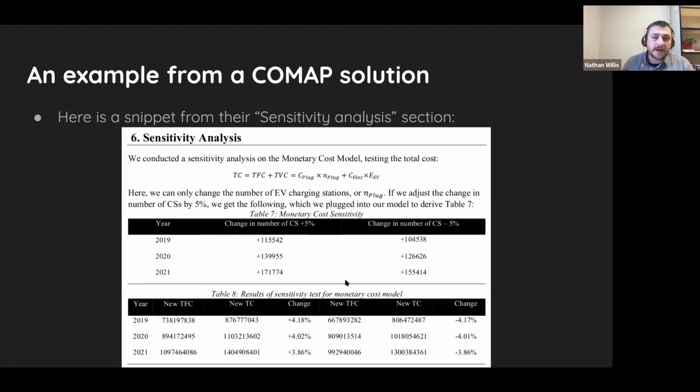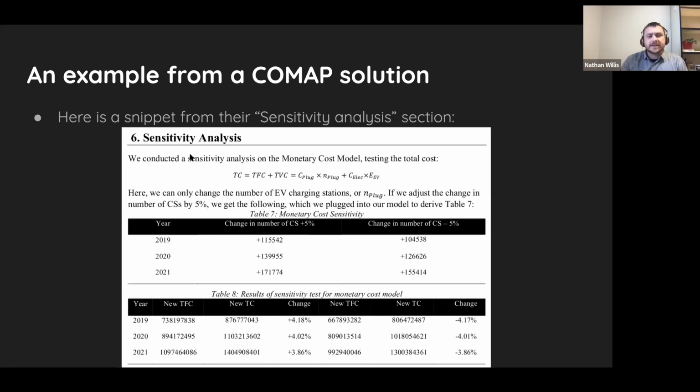We can't look at their entire solution right now. So there are a few things to notice here. But they say that if they change their charging stations by 5%, something goes up by 115,000 in 2019, and something goes up by 139,000. I don't know if they mean total fixed costs or total costs here. But again, these are just snippets taken out of the report, so we're not going to judge them too harshly for that.